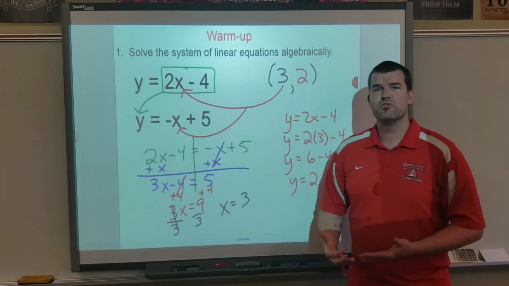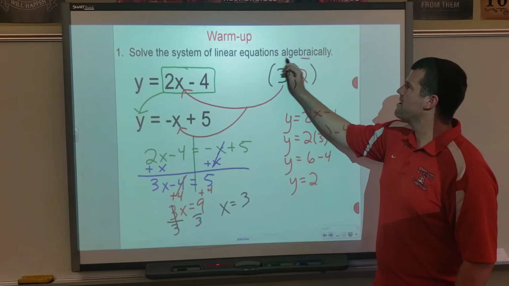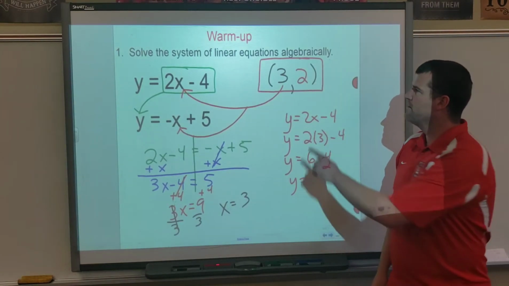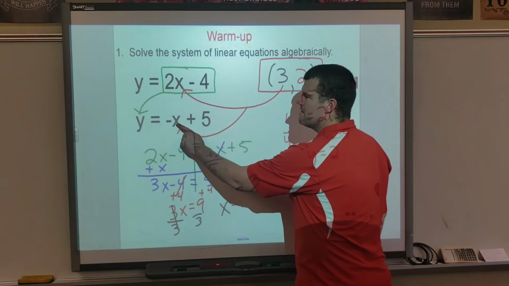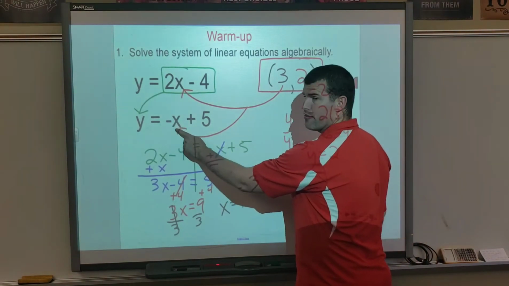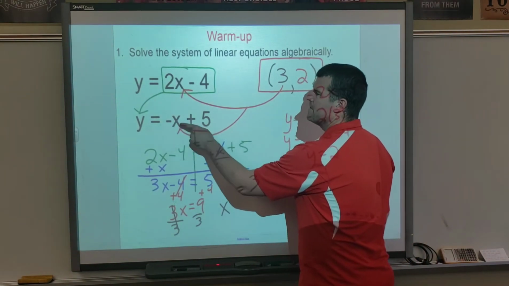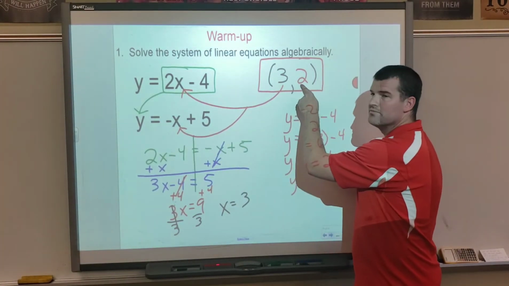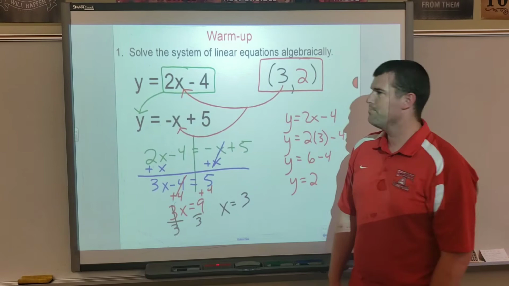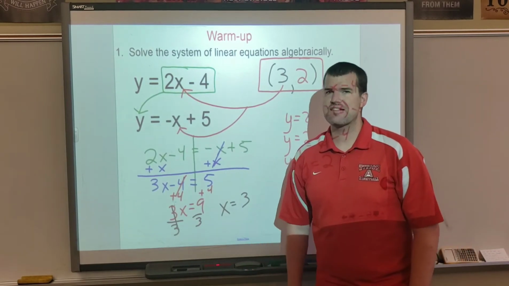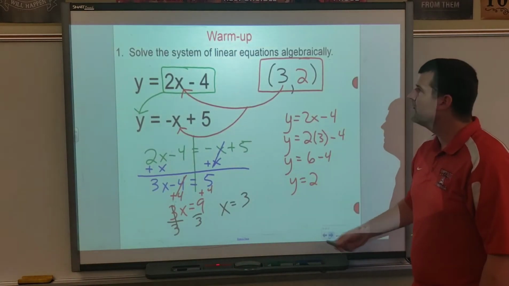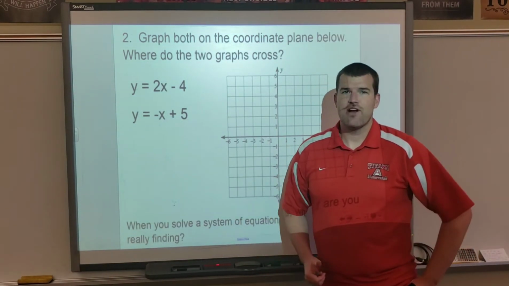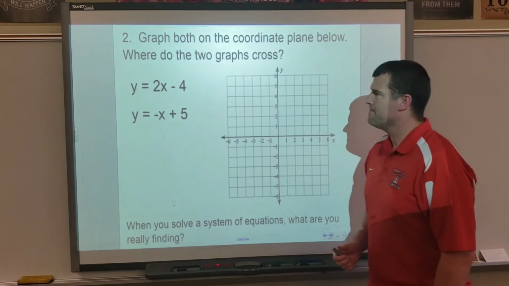The solution to this system is the ordered pair 3, 2. Again, if I took 3 and plugged it in here, I would get negative 3 plus 5. And what's negative 3 plus 5? Well, it is 2. So again, doesn't matter which equation we plug it back into, we still get the same answer. Now, if we take that exact same problem and we solve with graphing, let's show what we get.